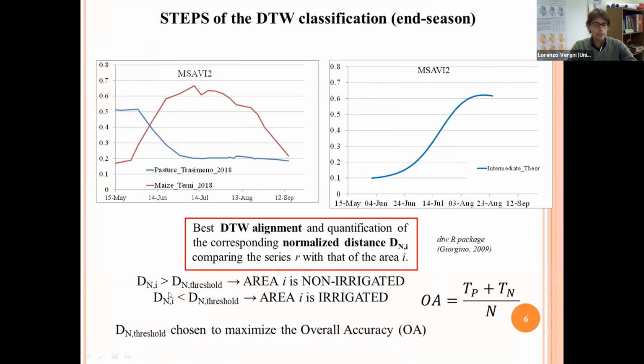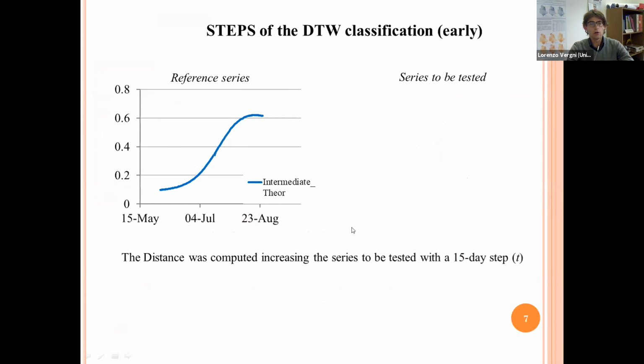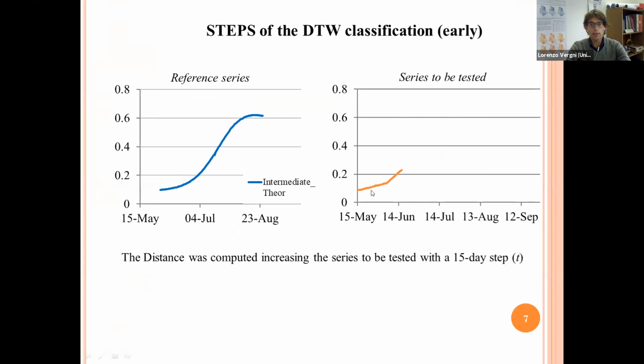So simply, if the normalized distance was higher than a selected threshold, the area was considered non-irrigated, and otherwise it was considered irrigated. The threshold was defined simply by maximizing the overall accuracy of the classification technique. The same approach was also used to obtain an early classification of irrigated areas, starting from the beginning of the irrigation season. For this purpose, the reference series was compared, gradually increasing by a 15-day time step the length of each series to be tested.